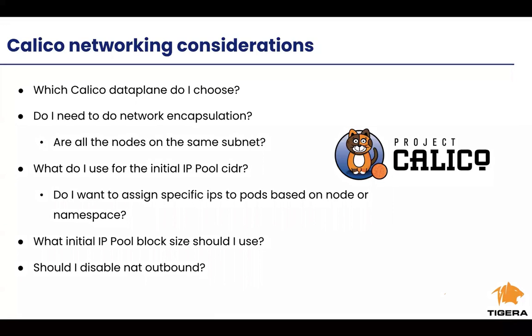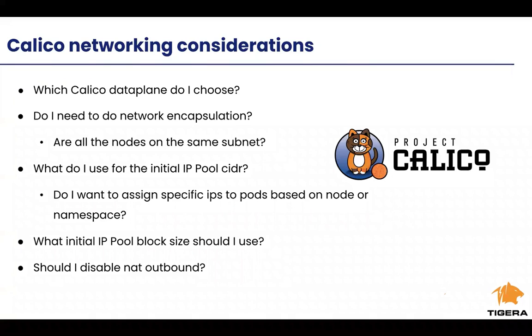So those are the things that you really need to come up with. Well, four: you need to know the pod CIDR, the service CIDR, the kube-proxy IP tables mode, and the initial Calico IP pool. And then, do I want to assign specific IPs to pods based on nodes and namespace? We kind of went over that.